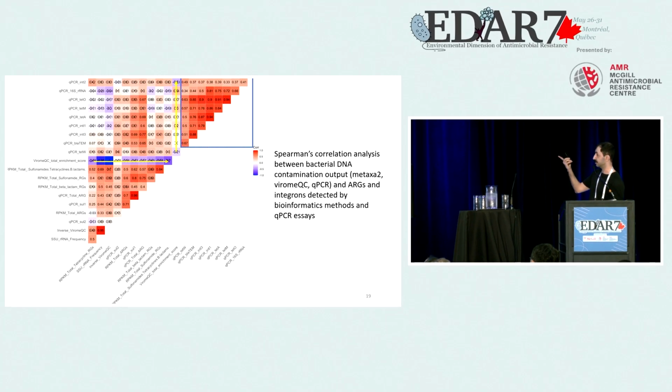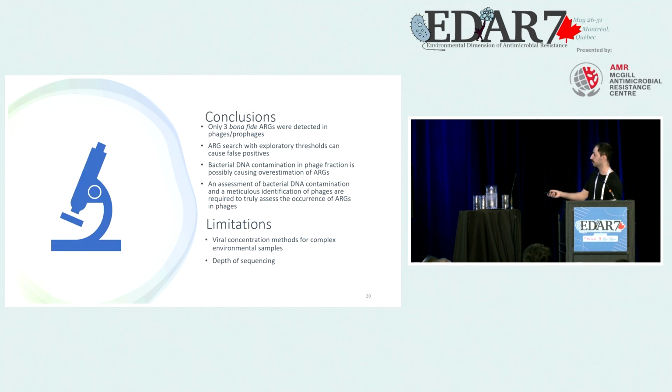Here we see the results from the qPCR study, where all of the IRGs and the 16S positively correlate with each other. At the same time, in the results from the metagenomics studies, the 16S and the IRGs positively correlate with each other.